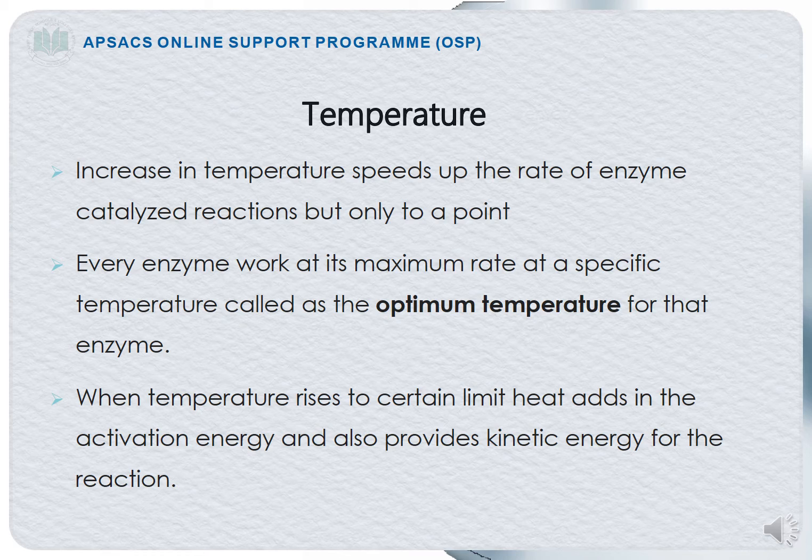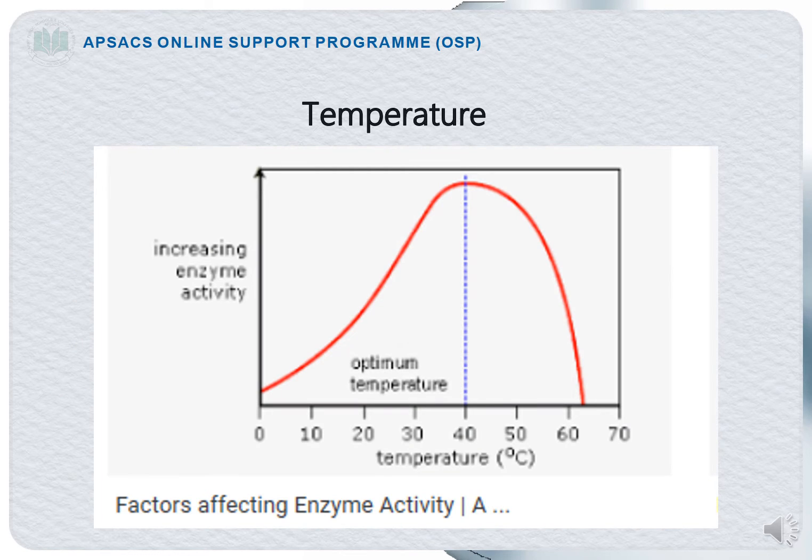So, when the temperature rises to a certain limit, heat adds to the activation energy, and you all know about the activation energy. I have already told you in the previous lecture that it is the minimum energy required to speed up any chemical reaction. So, heat also adds to the activation energy, and it also provides kinetic energy for the reaction. With the help of a graph, you can easily get this point, how with an increase in temperature the enzyme activity is increased.